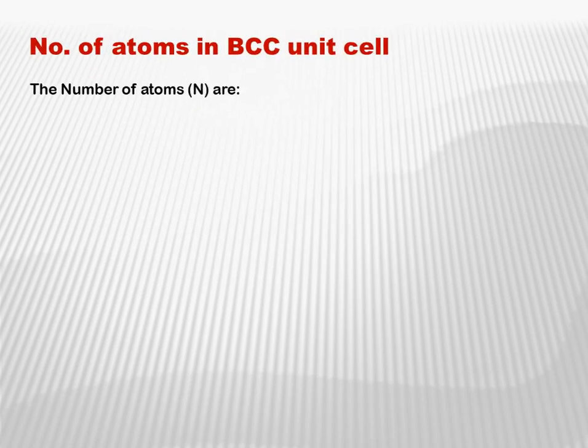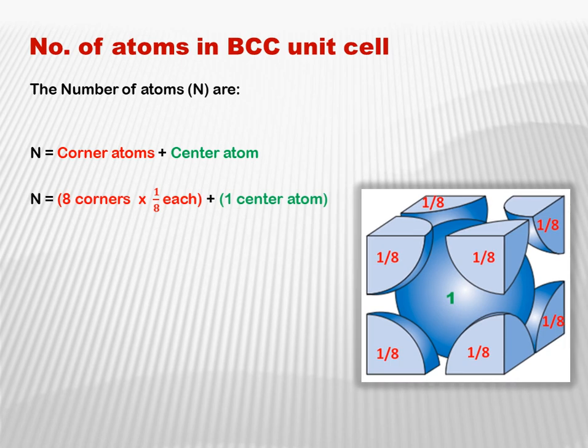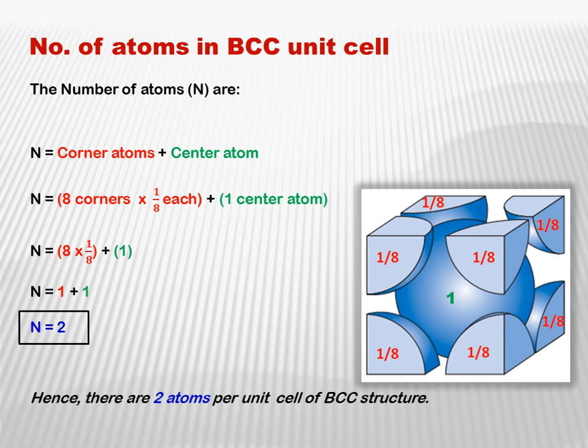Number of atoms in BCC unit cell. The number of atoms can be calculated by this formula. N is equal to 8 corners. Since there are 8 corners and every atom is contributing 1/8 part, therefore it can be written in this form. Simplifying, we get this, and N is equal to 2. This shows that there are 2 atoms per unit cell of BCC structure.